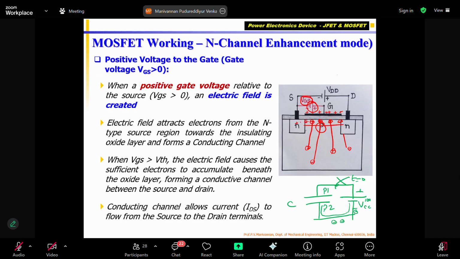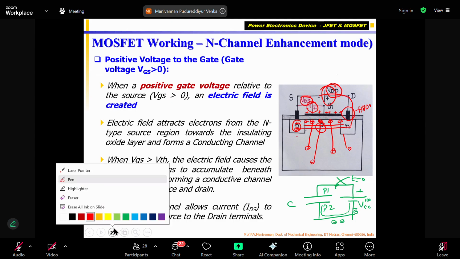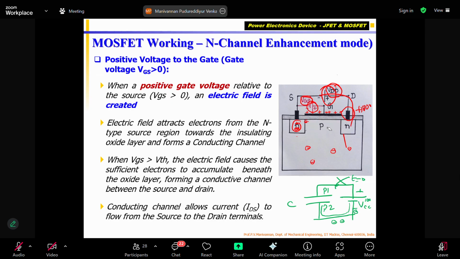Already you have electrons inside my N plus region, source and drain. These electrons were waiting for a path. Already we have given positive voltage to the drain, say 100 volts is here, and the source is negative. These electrons wanted to go inside the battery and reach here, but no channel was available because this region was empty before I applied the positive voltage. Now I applied the positive voltage at the gate. So what happened?